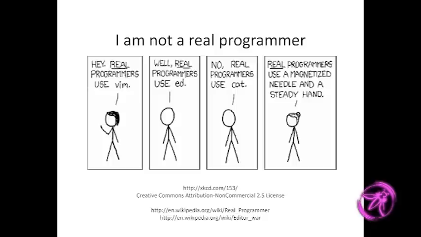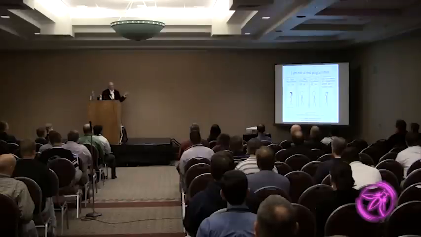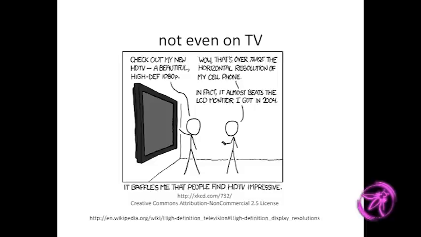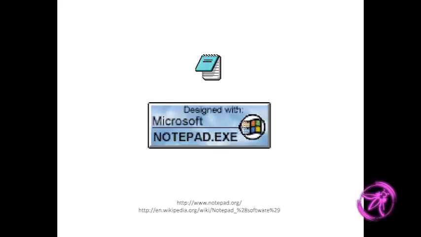I'm not a real programmer. As I was introduced, applied cryptographer is a good term for what I do. But I do have a background in coding and programming. The example here, if you're familiar with the editor wars, I actually predate Vim. My first Unix editor was Emacs, GNU Emacs, closely followed by VI, and then back to Emacs, VI. I have used Ed. I do occasionally use Cat, and today I use Vim. But since then, I've moved on to more sophisticated software. And I'm not even a programmer on TV. I do use actually Notepad quite a bit, and I even use it for this presentation, because I just don't do much coding anymore.